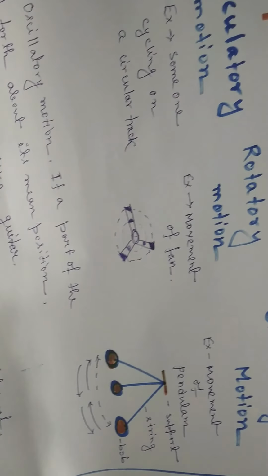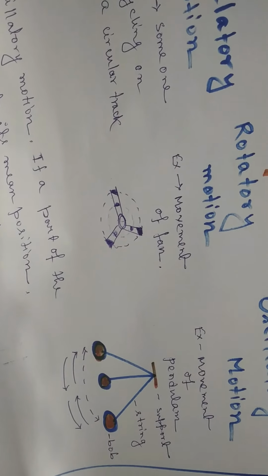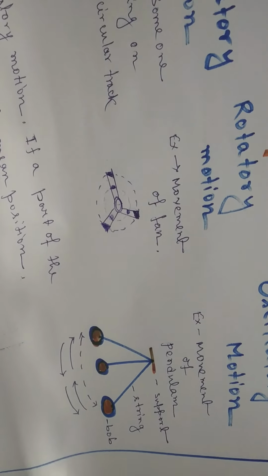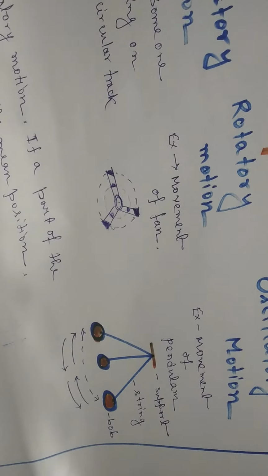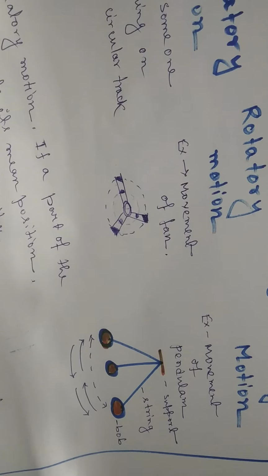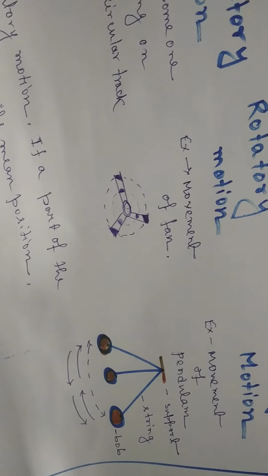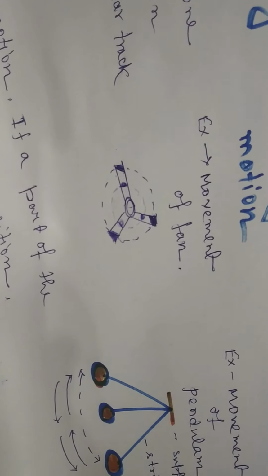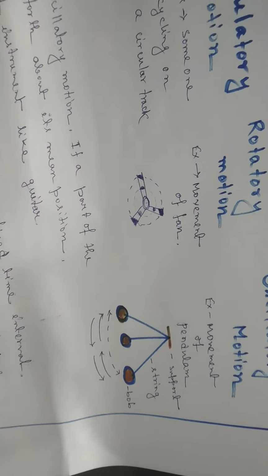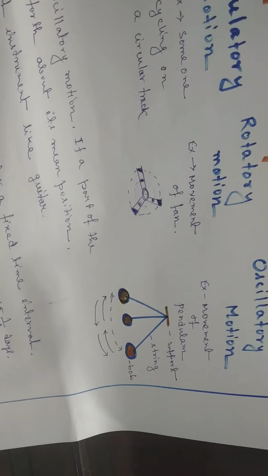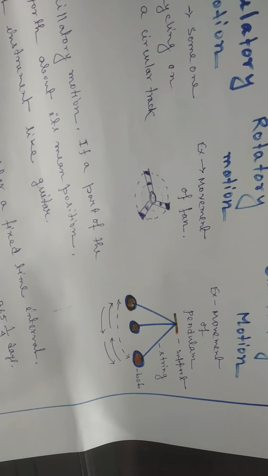See the topmost part of the blade, the black part of the blade, they are covering a bigger circle. On the other hand, the middle part of the blade, they are covering a smaller circle. So the same object, but different parts of that object cover different paths with respect to time.